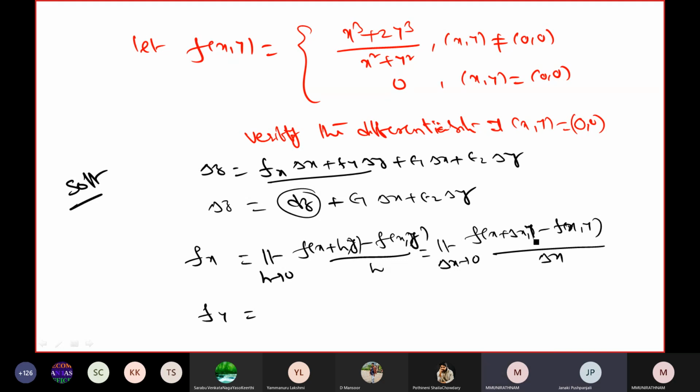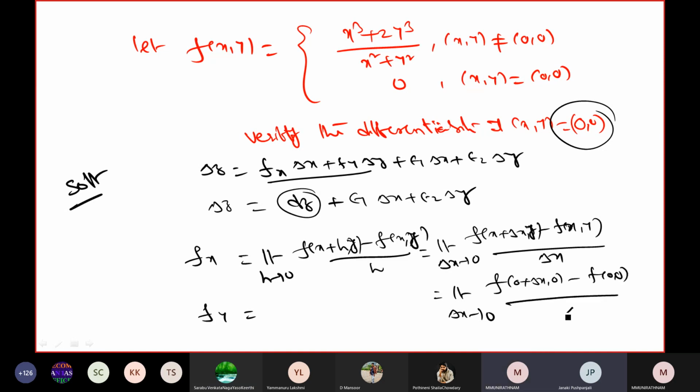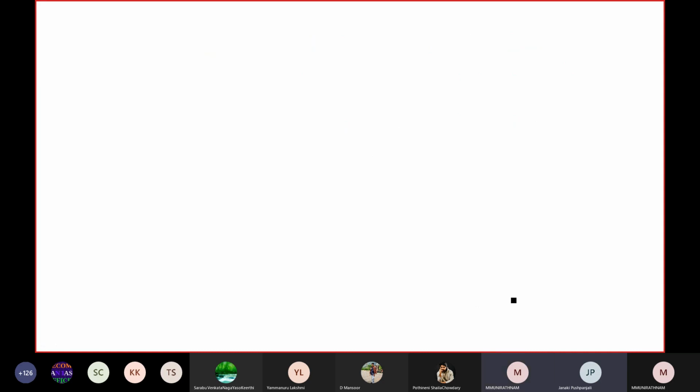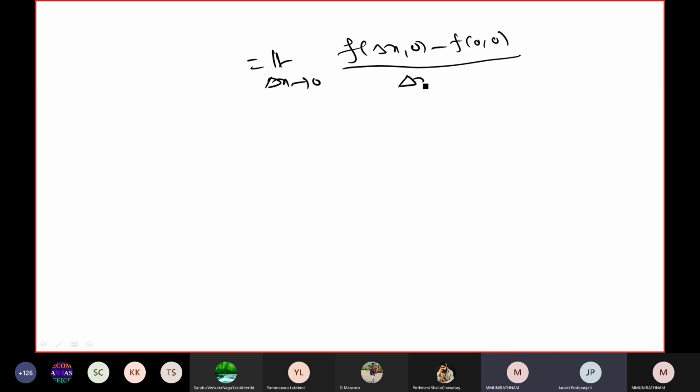So at which point do we need to check? At (0, 0). So replace: f of 0 plus delta x comma 0 minus f of 0 comma 0, by delta x. That means the limit as delta x tends to 0 of f of delta x comma 0 minus f of 0 comma 0 by delta x.